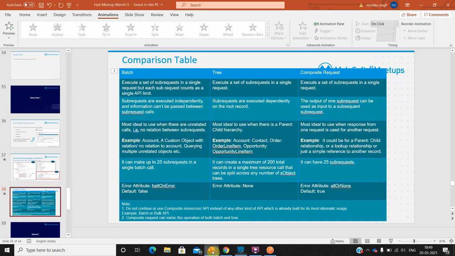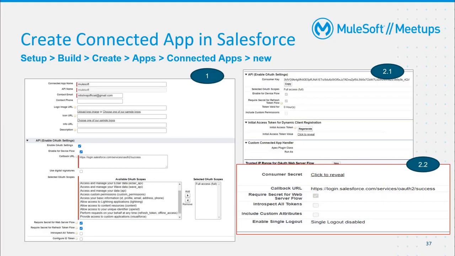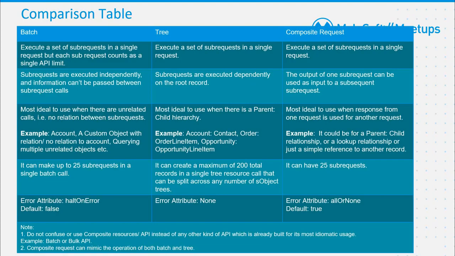Let's complete this last slide here. This is a very great slide. I'm saying great because I took much time to research it and put it into a single comparison table. You will not find it on the internet. You'll find it in a very scattered fashion, but I put it all together for you. So if you see the comparison table, we have batch, tree and composite requests.